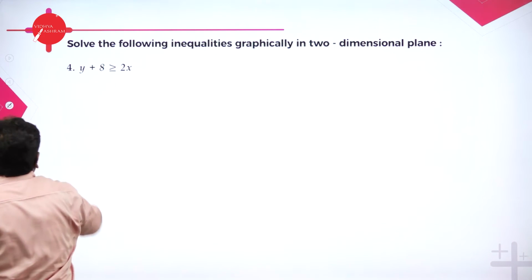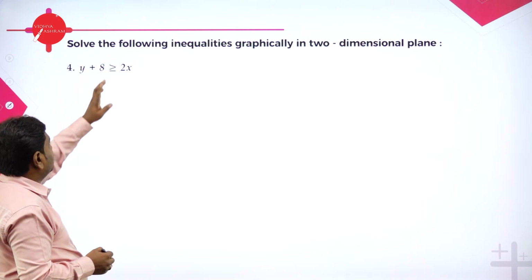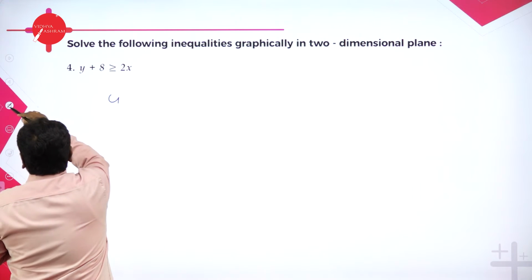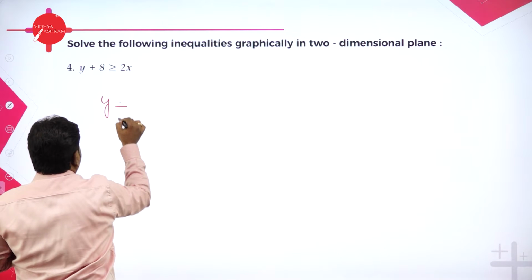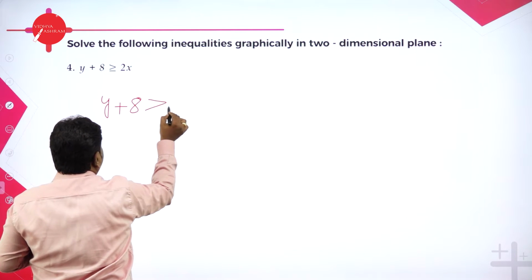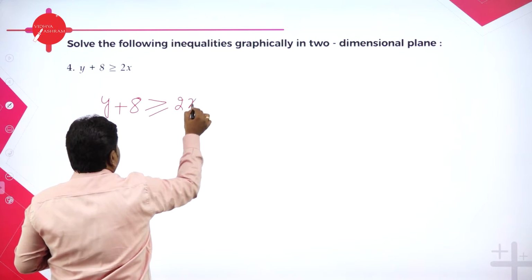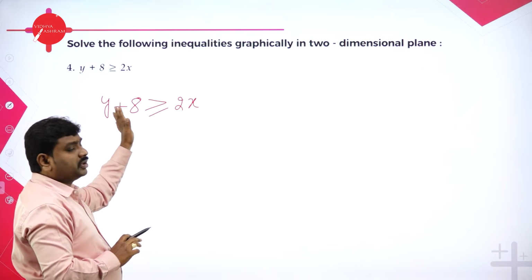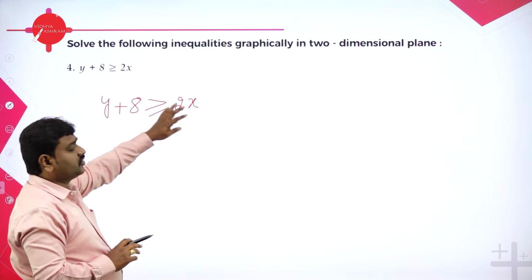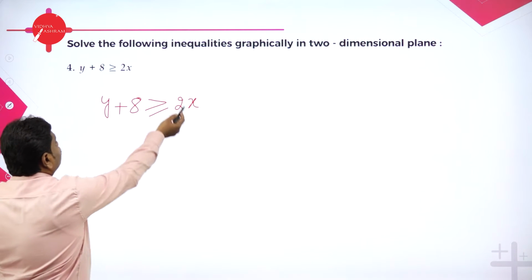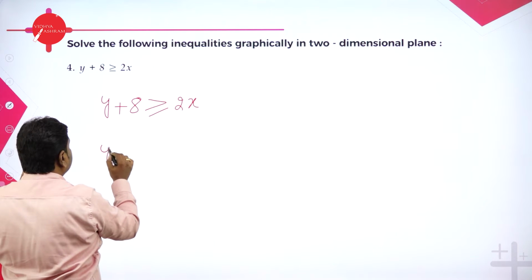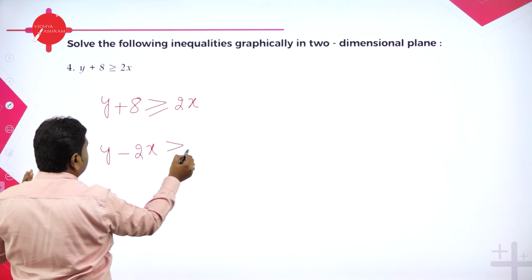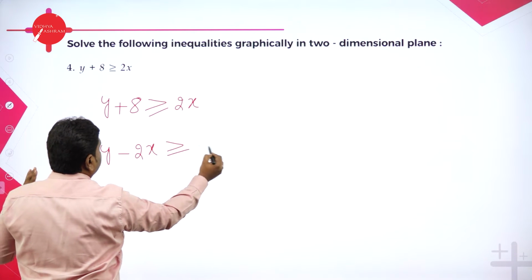Next. y plus 8 greater than or equal to 2x. Please observe this. My dear students, observe this carefully. Here variables, y is here, x is there. So rearrange. I'll bring this to LHS. Can I write y minus 2x is greater than or equal to, transfer 8 to that side, it will become minus 8.